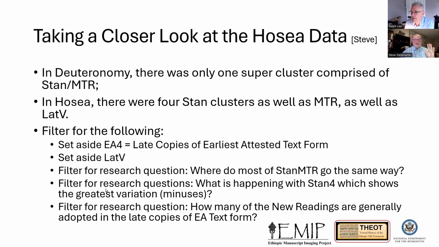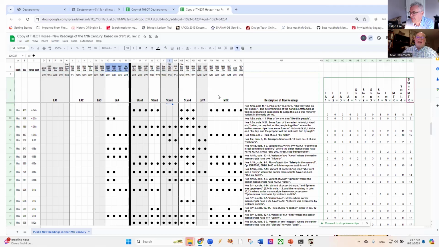So let's illustrate that here. Dr. Ralph is in Cambridge. He's going to be pulling the levers behind the filters here. I'm in Portland, Oregon. Our first research question was, where are the places where most of STAN MTR goes the same way? Can we still talk about STAN MTR in the same way that we did in Deuteronomy? Is there evidence to argue for the solidarity of STAN MTR? Ralph, how would we set the filters to find that?